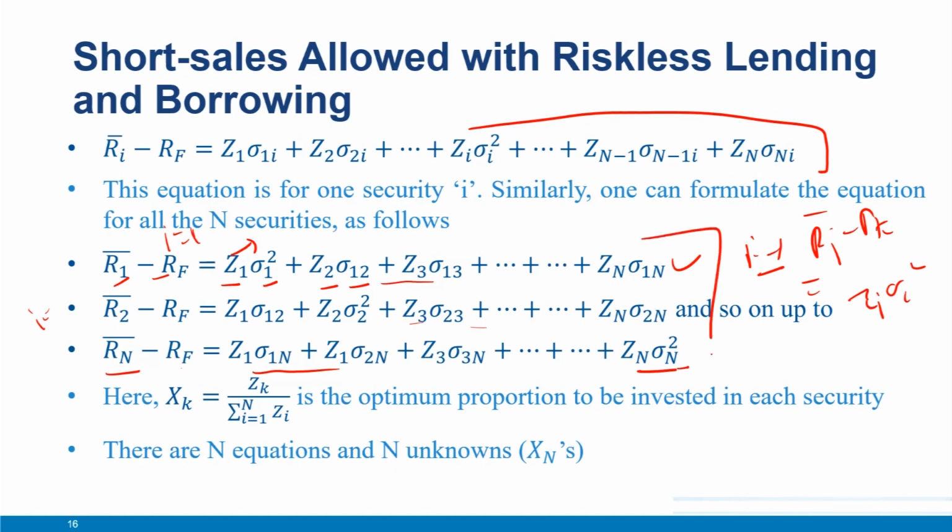Now these are n equations, a system of n equations in n unknowns, that are the zi's. So we can solve these equations to obtain the values of all the zi's. Then we can extract xk's from these values of zi's. How? Each xk will be equal to zk upon summation zi. This is so because zk is lambda times xk and the denominator will be lambda times 1. So ultimately we'll end up with xk only. So from this system of n equations we can first obtain all the zi's, and using those zi's we can further obtain the xk's, which are essentially the optimum proportions invested in each security.